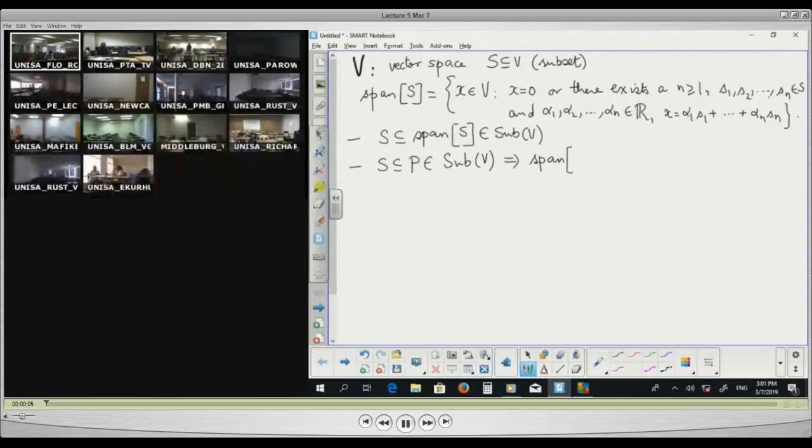So the span of S is actually the smallest vector subspace of V which contains S. Okay? Obviously we observed that as we make our subsets bigger, the spans also get bigger.